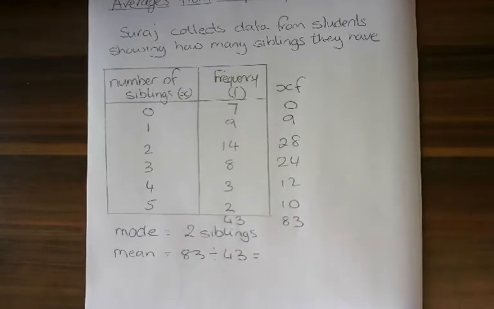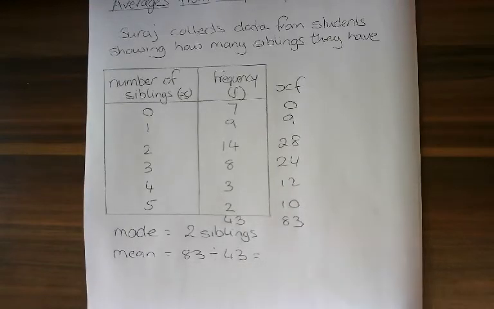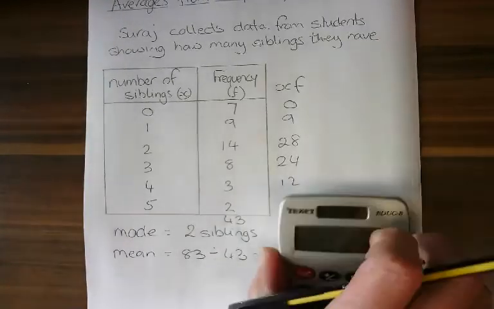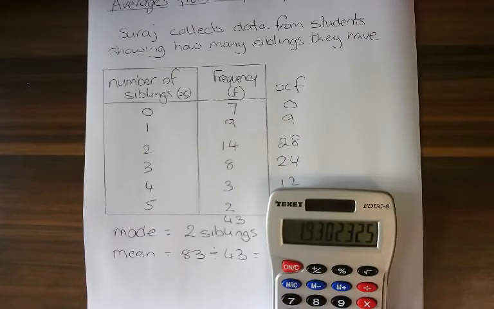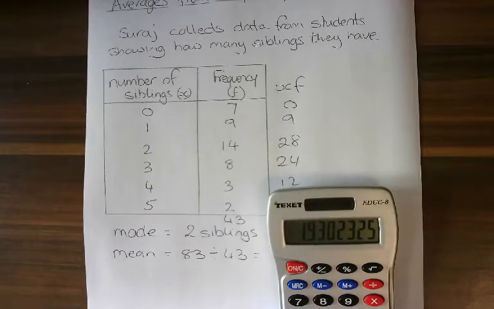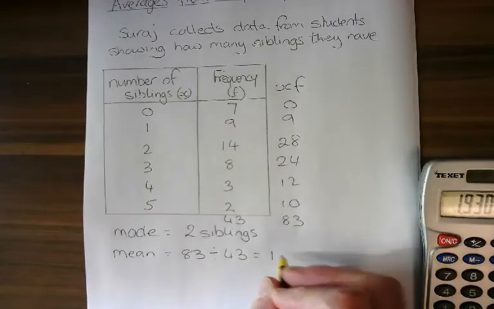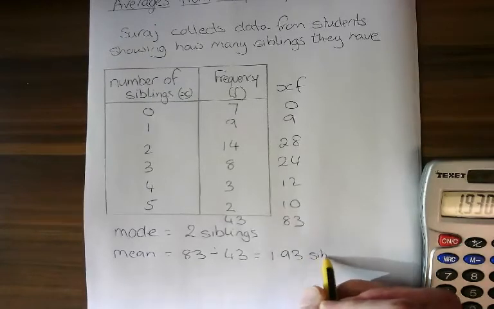On a calculator, you're going to round your answer to a relevant amount of decimal places. I'm going to do it to 2 decimal places, so on my calculator I'll type 83 divided by 43, and it gives me that big long answer. I'm going to round that to 2 decimal places. I'll look at the third decimal place to tell me how to round the second. Because this is a 0, that is going to stay as a 3. So my answer would be 1.93 siblings.